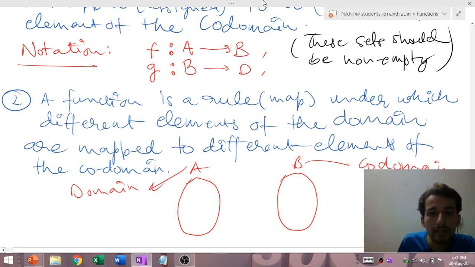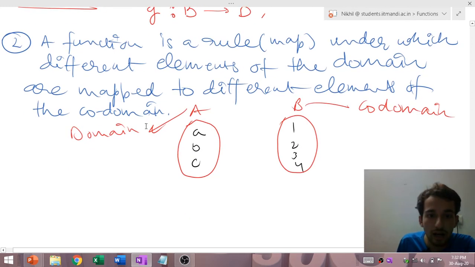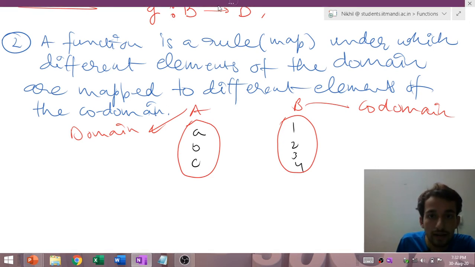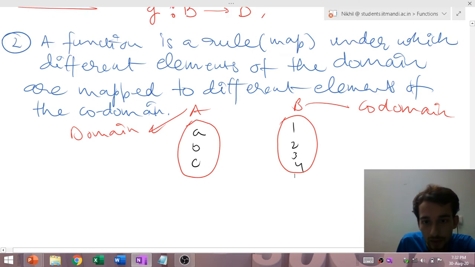They contain some element. Let me mark those elements: suppose here A, B, C, and here I call 1, 2, 3, 4. So now again there will be some mappings. Suppose my A is mapped to 2, B is assigned 1, C is assigned 3.